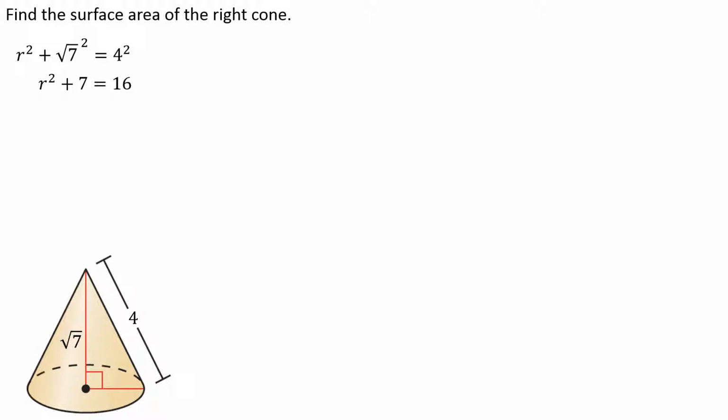Don't go into autopilot and add the 16 and the 7. That's why I like to write things down and show step-by-step work. Because if I show step-by-step work, I'll realize, whoa, I need to subtract 7 from 16 and get 9. Then, of course, I can take the square root. Radius is 3. So now we're set. Lateral area, pi times r times L. Radius is 3, slant height is 4. 3 times 4, of course, is 12.